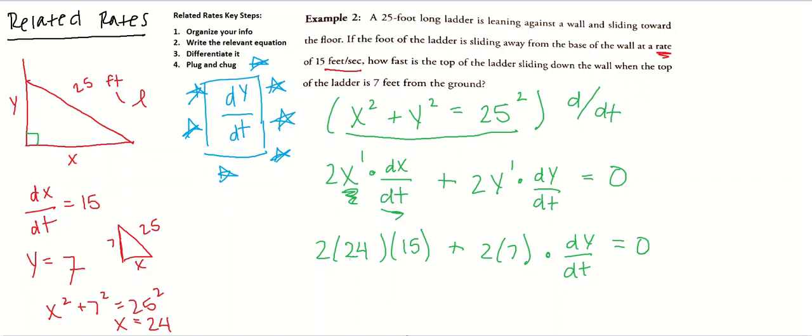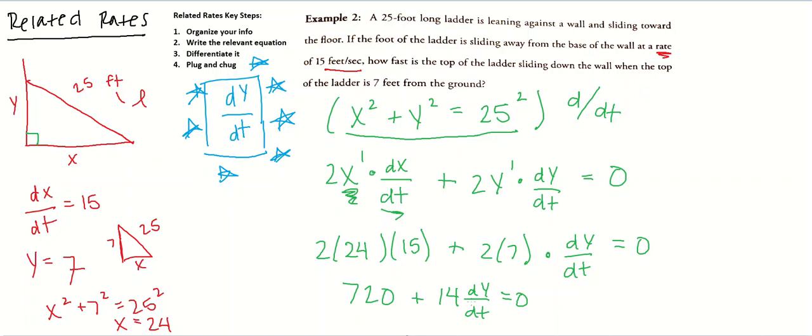So now hopefully you see we've plugged in all of the relevant information, and now this is just algebra. There's only one unknown, dy/dt. That's exactly what we wanted to figure out. So we just need to get dy/dt by itself. If you work this out, 2 times 24 times 15 is going to be 720, and then 2 times 7 is 14, times dy/dt, and that's all equal to 0.